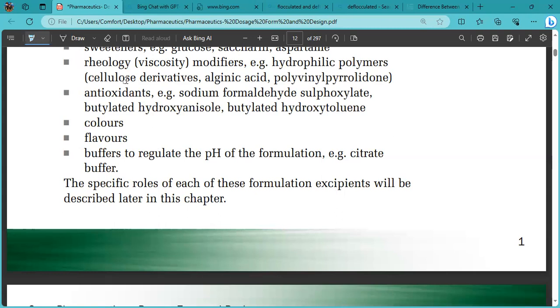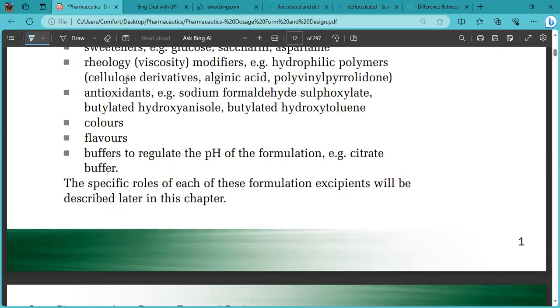So for droppers, that is to measure the accuracy of the dose that you're giving. And also you have to optimize your viscosity, because if it's too viscous or too thick, it will be difficult to pour from the bottle or whatever container you're using to store the dosage form.